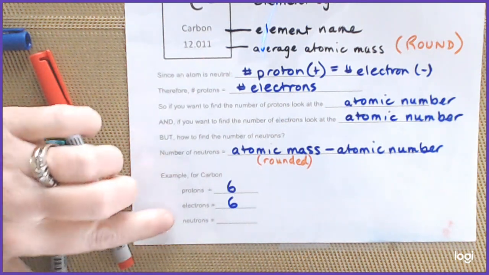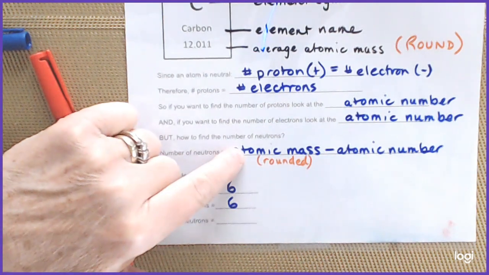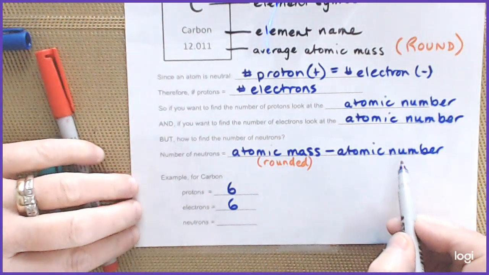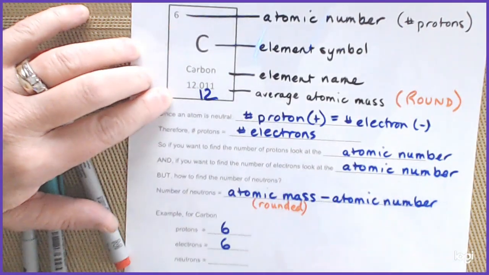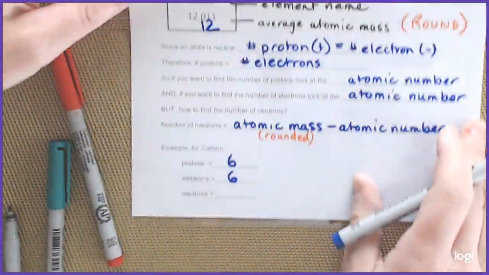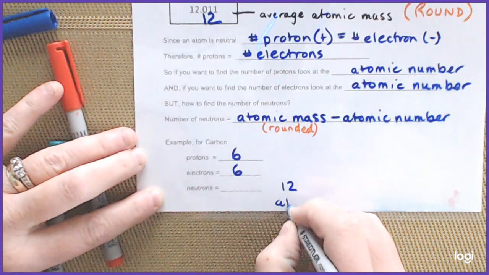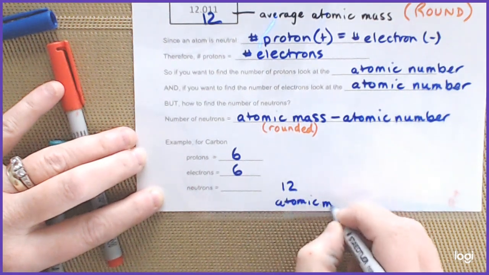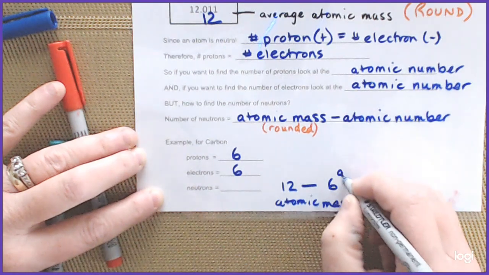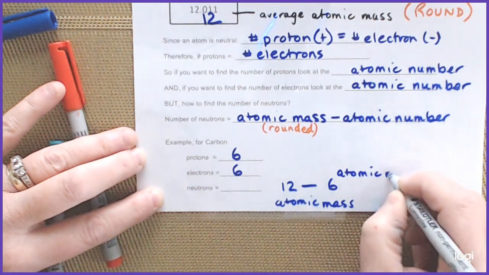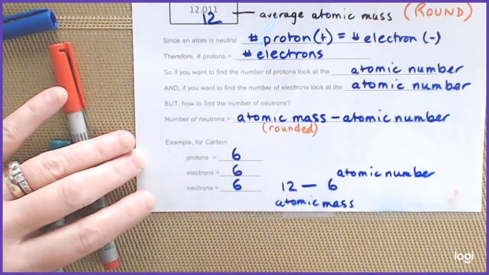And lastly, with our rule, we know that our number of neutrons is going to be the mass that's been rounded minus the atomic number. So in this particular case, we're going to round this to 12. So our number of neutrons is going to be 12, that's our atomic mass, minus 6, which is our atomic number, and that answer is going to give us 6.